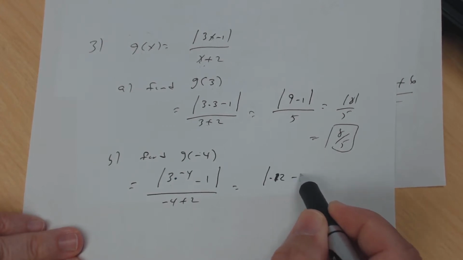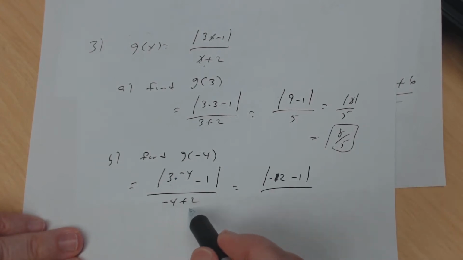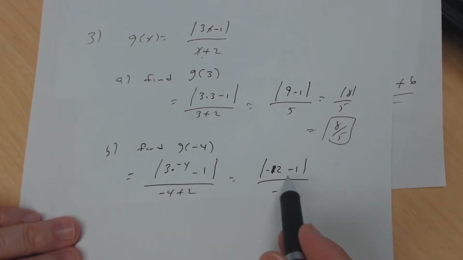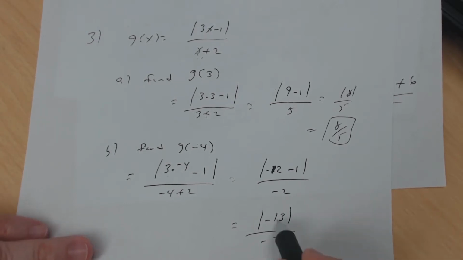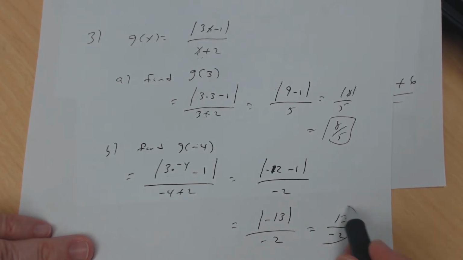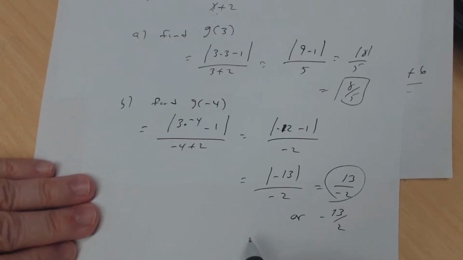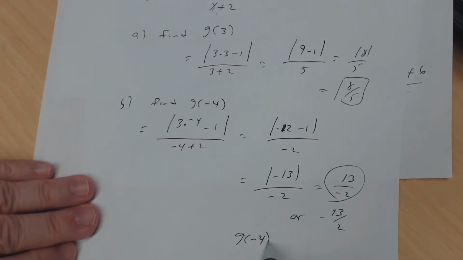Negative 12 minus 1 divided by negative 4 plus 2 is a negative 2. Negative 12 and a negative 1 is a negative 13 divided by negative 2. The absolute value of a negative 13 is a positive 13 divided by negative 2. So you can say that's your answer, or you can say negative 13 halves. So you'll say g of negative 4 is negative 13 halves.